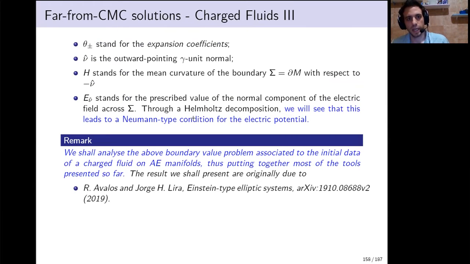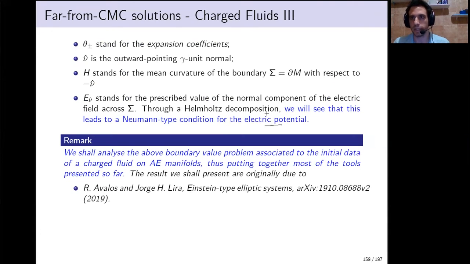And this is actually going to translate into a Neumann type condition for the electric potential after we go through a Helmholtz decomposition. The idea is that the electric constraint above is posed as a divergence for the electric field. And we're going to try to rewrite this as a second order PDE on the electric potential.